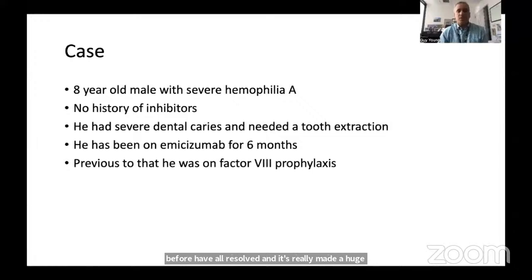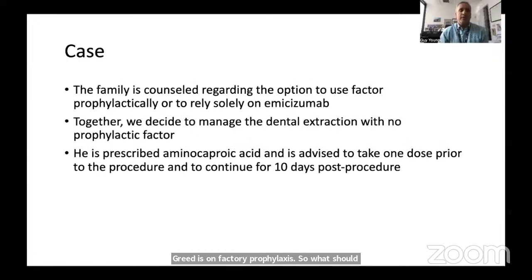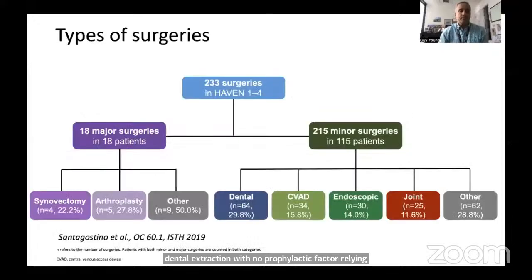Let's take a look at a surgical case. Here's an 8-year-old male. Again, no inhibitors. He had severe dental caries, needed a tooth extraction, and he was on emicizumab for 6 months. Previous to that, he was on factor VIII prophylaxis. So what should we do? Well, we counseled the family about the option to use factor prophylactically or just to rely on emicizumab. And at the end, we decided we'll just manage the dental extraction with no prophylactic factor, relying on emicizumab. We did, of course, prescribe aminocaproic acid as well.